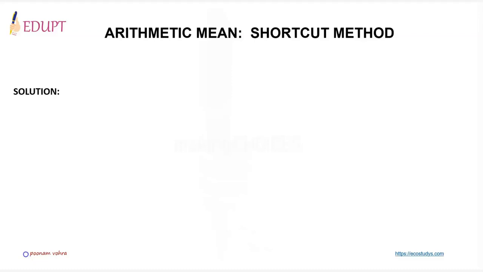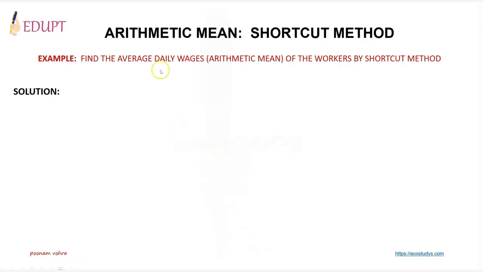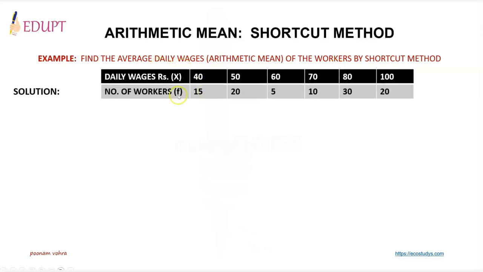Now let us understand the shortcut method of finding arithmetic mean in discrete series. We have already understood its steps. The numerical example here is about the daily wages of workers. The information provided is daily wages as X in rupees, given as 40, 50, 60, 70, 80 and 100. Number of workers are the frequencies given as 15, 25, 10, 30 and 20.